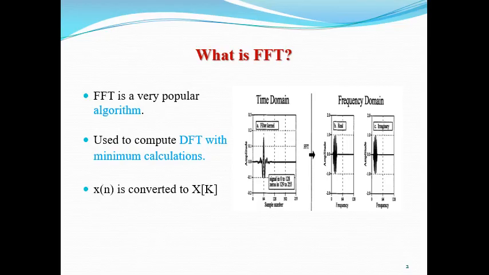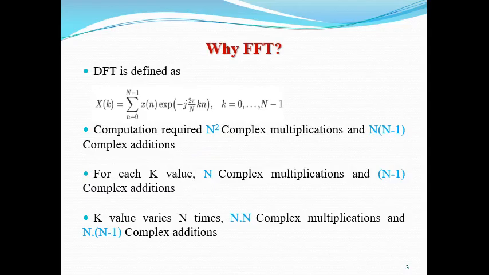In FFT, the time domain sequence x of n is converted to frequency domain components x of k. With the help of this frequency domain representation, we can analyze the bandwidth of the given discrete time sequence x of n. So why do we go for the fast Fourier transform algorithm?